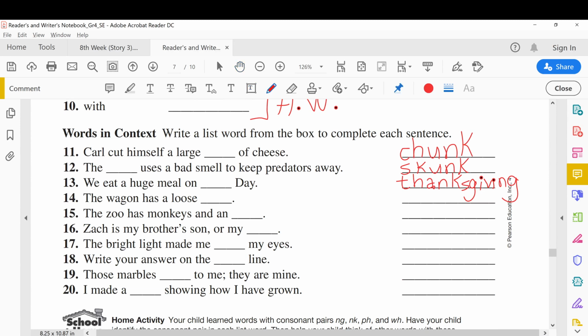So how do we write wheel? W and H. W-H-E-E-L, wheel. W-H, then E to make it a long E, then L.